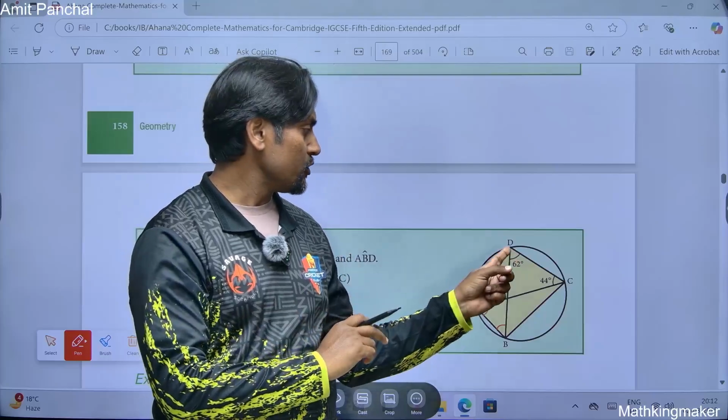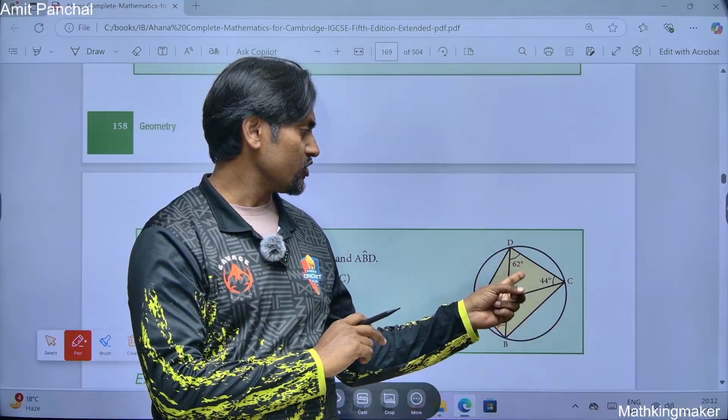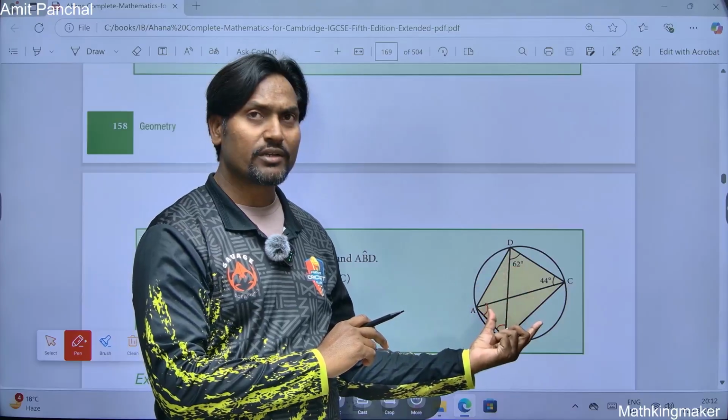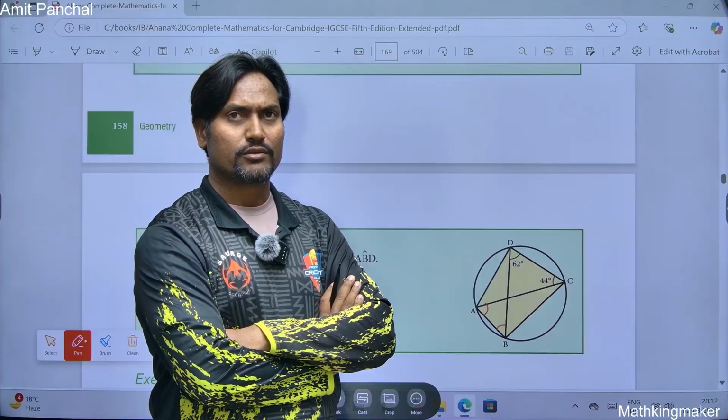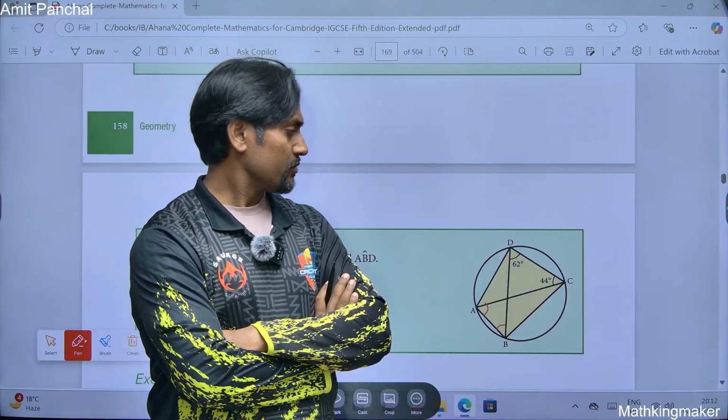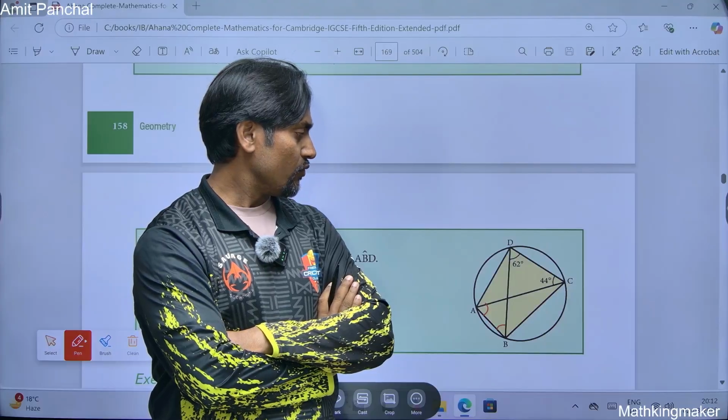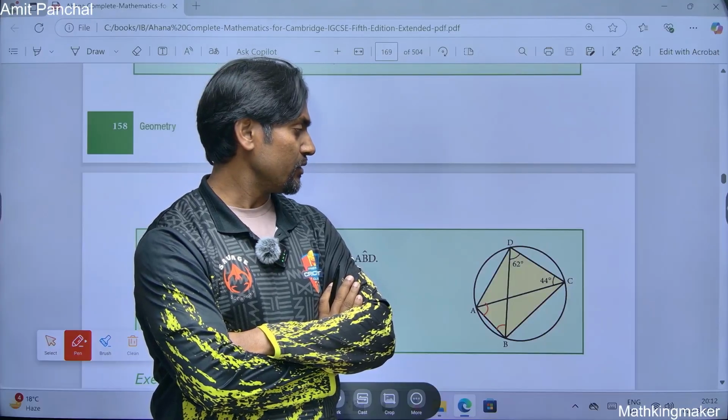See, this 62 is given to you. You just check which arc is making the 62 angle. Which arc is making 62 degree?